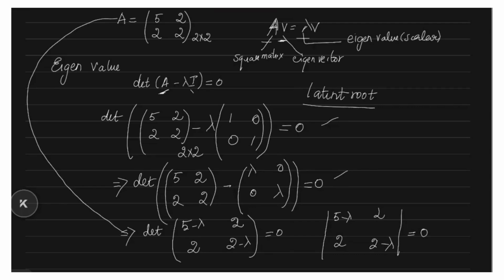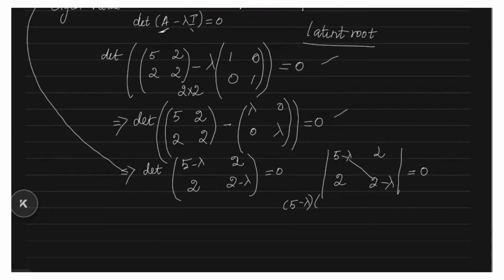Now we are going to solve the equation. Determinant means these two terms minus these two terms. So it is (5 minus lambda) into (2 minus lambda) minus 4 is equal to 0. When I expand it, I get 10 minus 5 lambda minus 2 lambda plus lambda square minus 4 is equal to 0. Starting from the higher power, lambda square minus 7 lambda plus 6 is equal to 0.